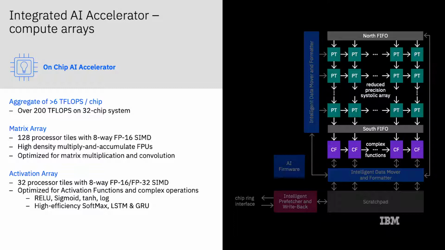The second array is the activation array. It consists of 32 processor tiles with an 8-way SIMD for floating point 16. It can also perform FP32 operations. That array is optimized for activation functions and other complex operations like LSTM. In order to make maximum efficient use of the array, we invested a lot into the data flow surrounding the array.